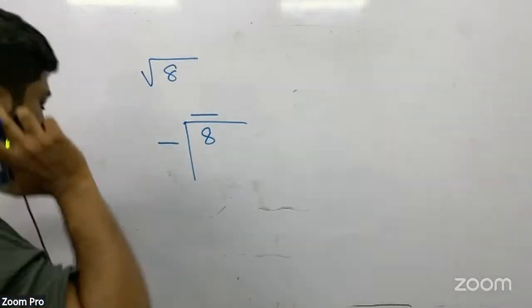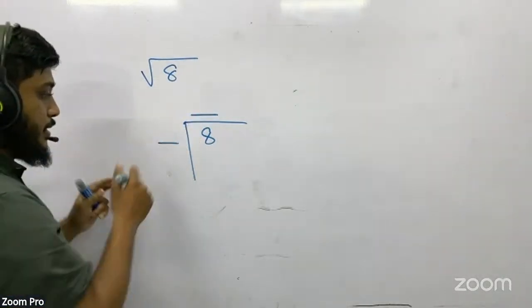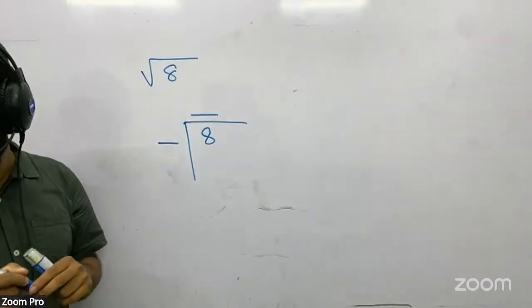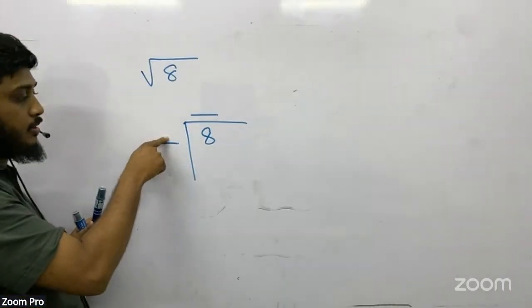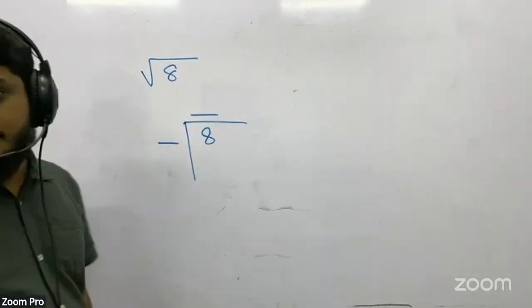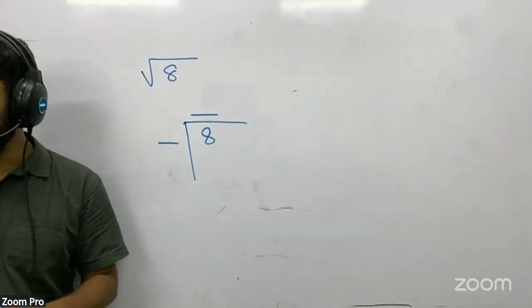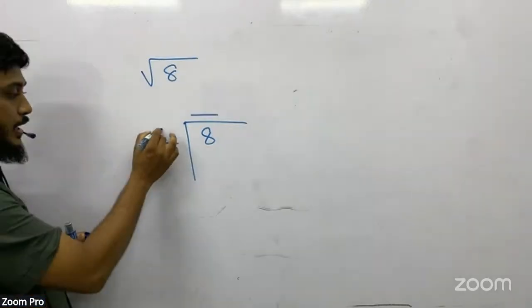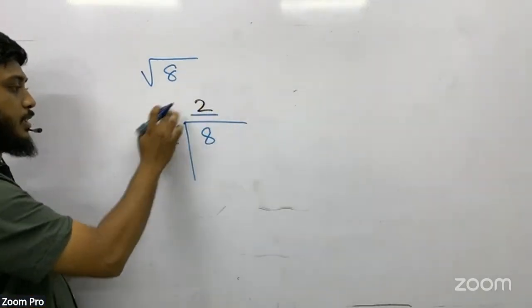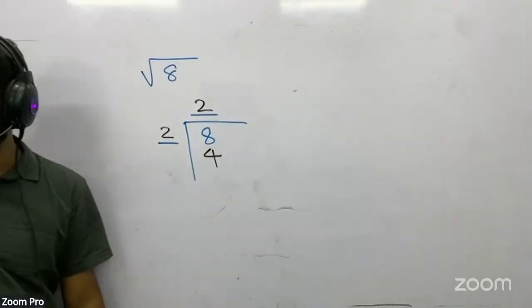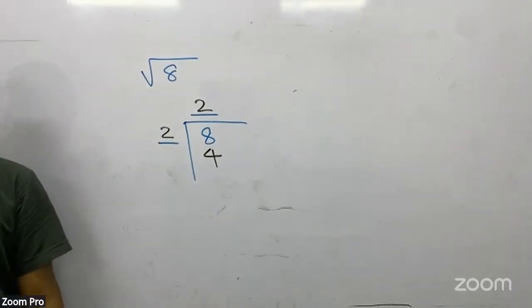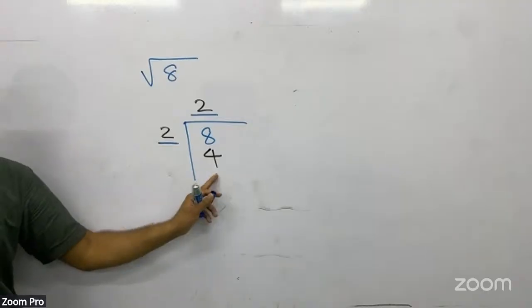What is the number I should fill here, Puta? Tell me the number. I will fill the maximum. Can I write 4 here? 4 into 4 becomes 16, no? Then what is the maximum I can write? 2, right? Again, I have to write the same number when I multiply. That should be 4. Again, I can't exceed 8. If I write 3, what will happen? It becomes 9.